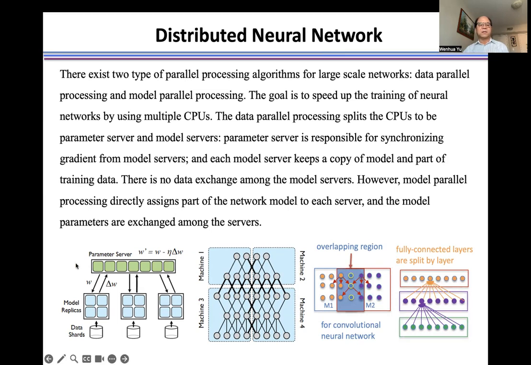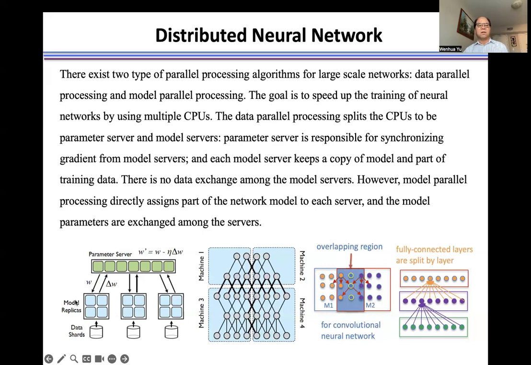In data parallel processing, we split the servers into two categories. One is the parameter server, and the rest of them are model servers. The parameter server is responsible for updating the model parameters, receiving the gradient from each model server, and sending the model parameters to each model server.